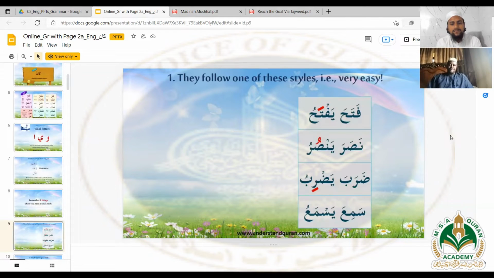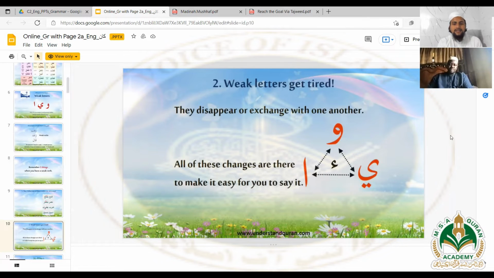Remember two things when you have a weak verb. One, they follow one of these styles. Very easy. Fataha, yaftahu, nasara, yansuru, daraba, yadribu, and sami'a, yasma'u. Weak letters get tired, so they disappear or exchange with one another. All of these changes are there to make it easy for you to say. The Arab grammarians make a change, and these weak letters get changed, just to make it easy to say, so that we can pronounce them easily.